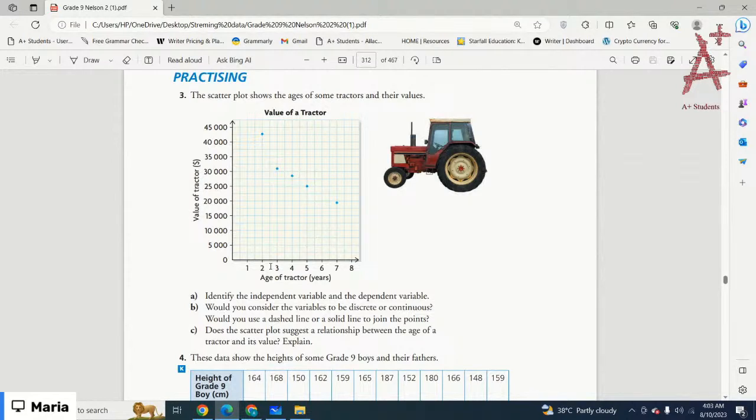You can see the plot suggests a relationship between the age of a tractor and its value, as we can see a constant decrease of value as the tractor gets older. So as the tractor gets older, the value is decreasing. So that means there is a relationship between the age of the tractor and the value.